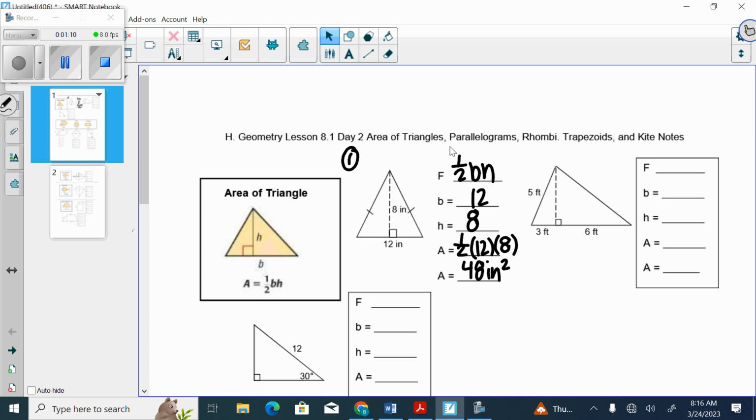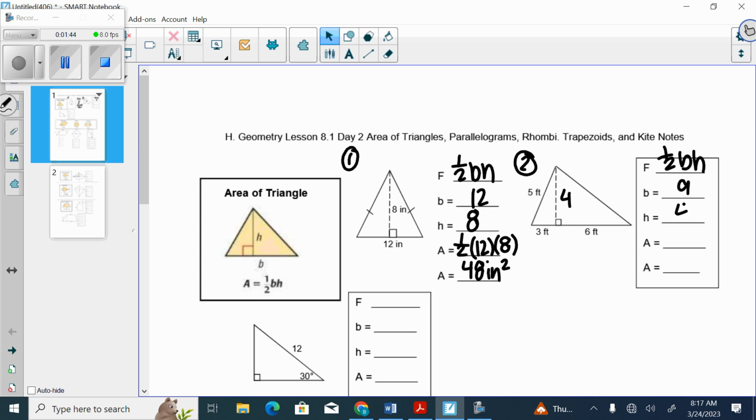Okay, second one right here. We're looking at this problem here. Again, it's a triangle, so same area formula, right? What's the length of the base here? 9. Okay, are we given the height? No. What can we do to find the height? Pythagorean theorem. So what's it going to be? 4, right. It's a 3, 4, 5, right?